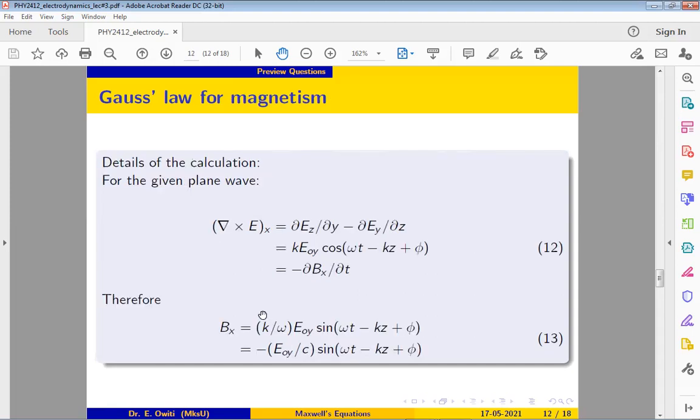So you get the cross product of E, and you get the middle term here. This middle term, you equate to the partial derivative of the x component of the magnetic field. And because you are interested in getting the magnetic field intensity, you then integrate the equation that you obtained using the cross product. If you do that, you simply do the integration and you obtain the term that you can see here. Okay, so this becomes the x component of the magnetic field intensity.